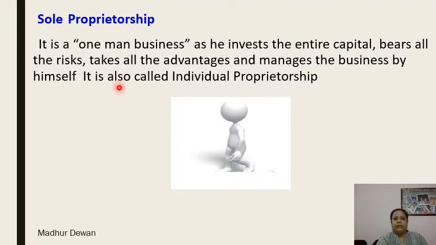Now, what do we mean by sole proprietorship? Sole proprietorship is made up of two words. One is sole, the other one is proprietorship. Sole means only, that is one. Proprietorship has again two words and it has been derived from the word proprietor. Proprietor means the owner. So it is that form of the business which is owned by one single individual.